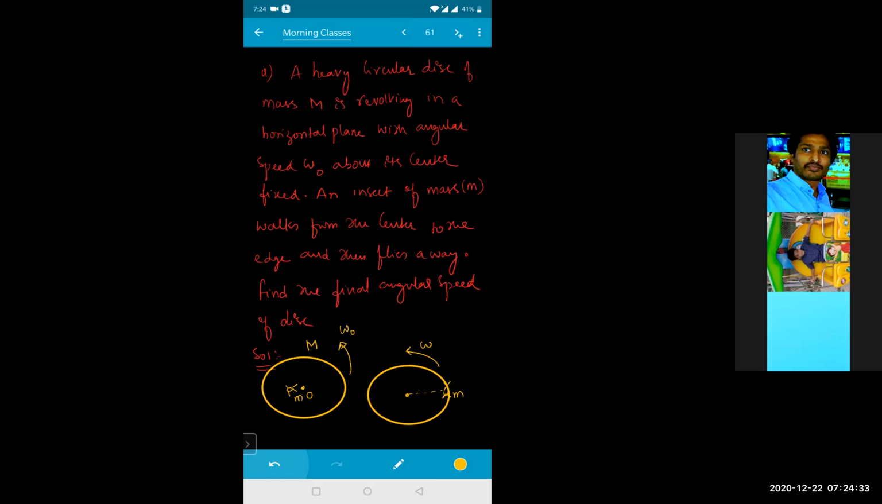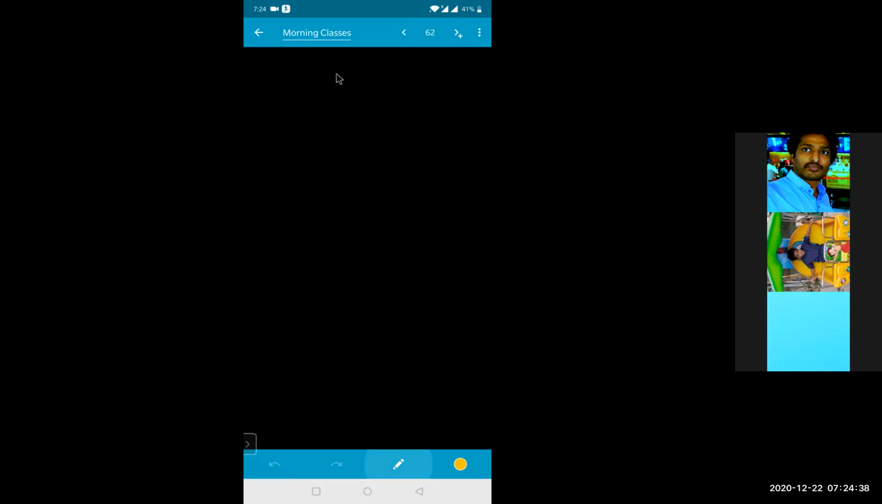Is there any external force acting on the insect to move? No, there is no external force. So angular momentum is conserved. So I can apply conservation of angular momentum about point O. I can write I1 omega 1 will be equal to I2 into omega 2.